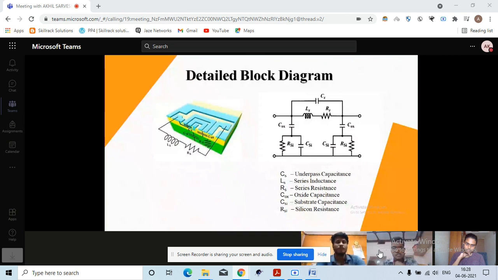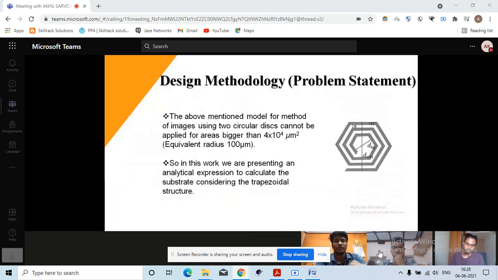Then the design methodology and problem statement will be followed by Akhil. Next slide.